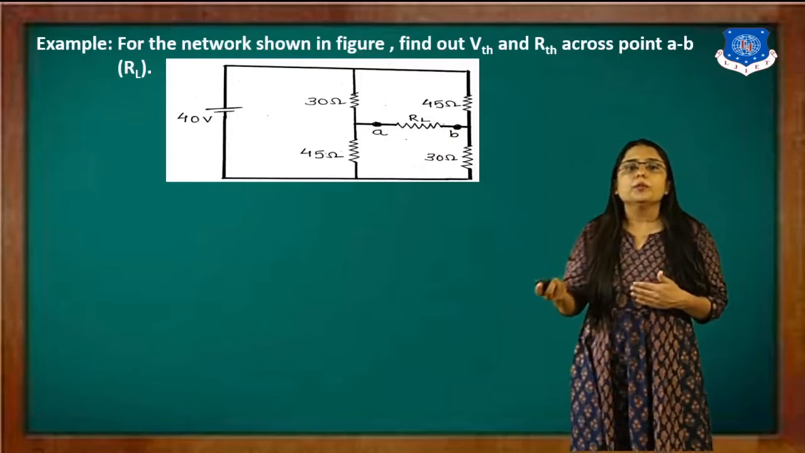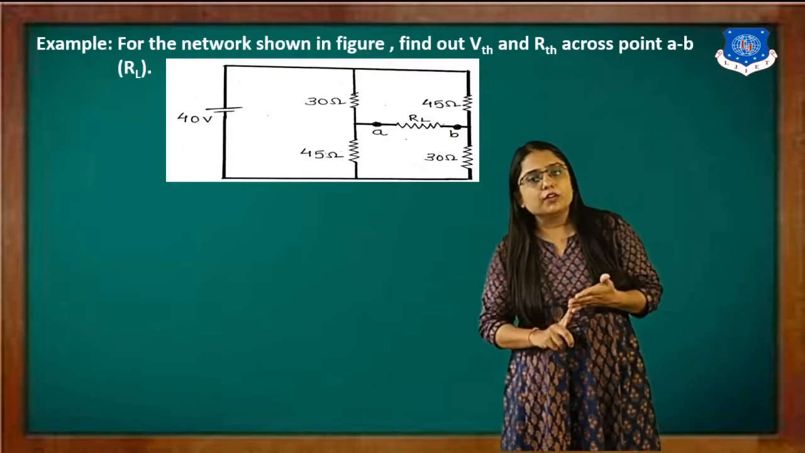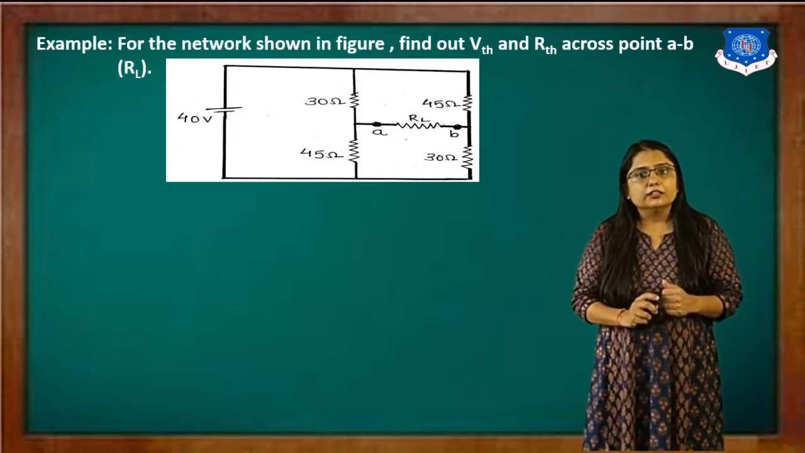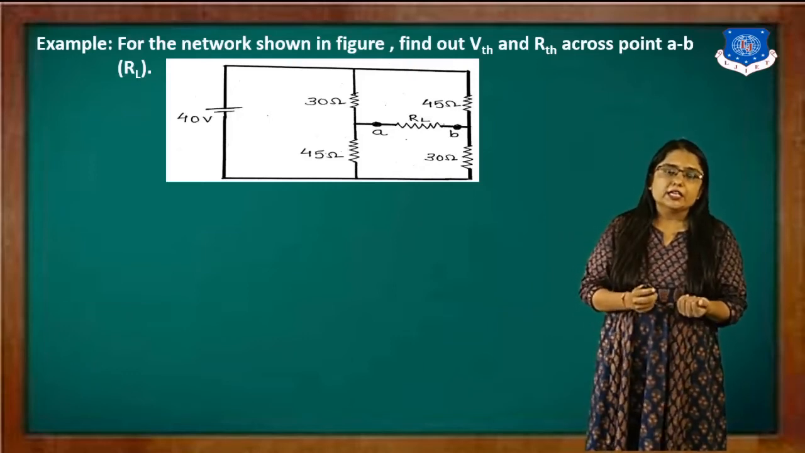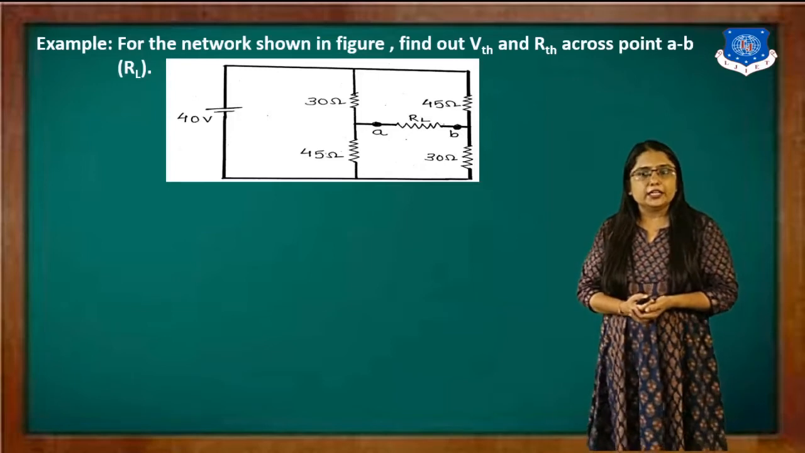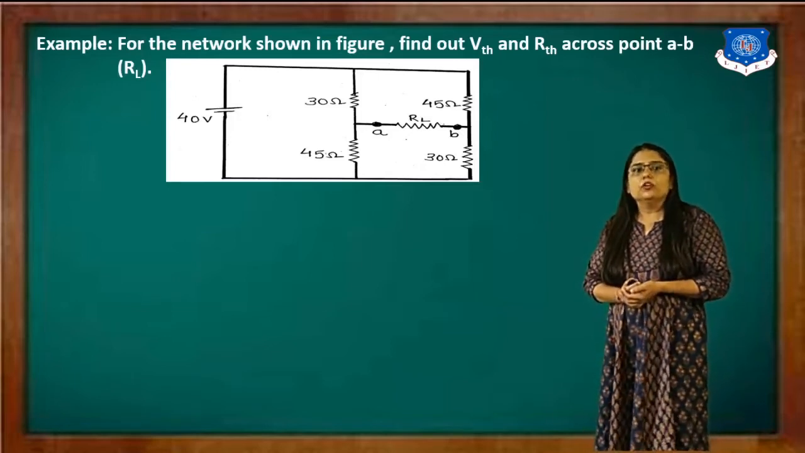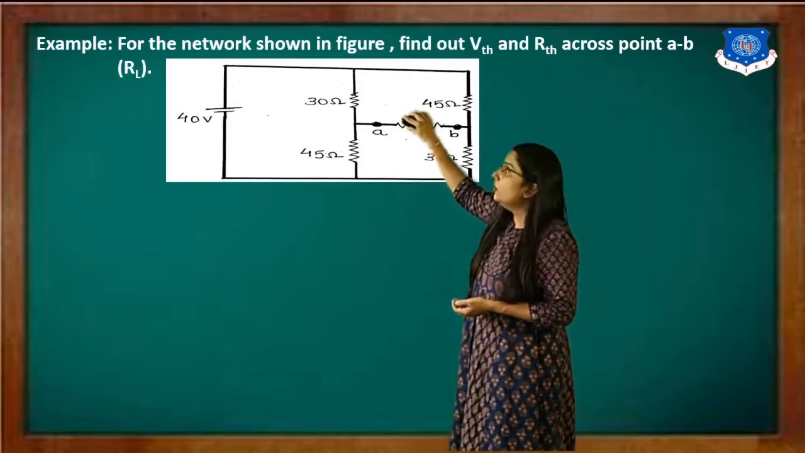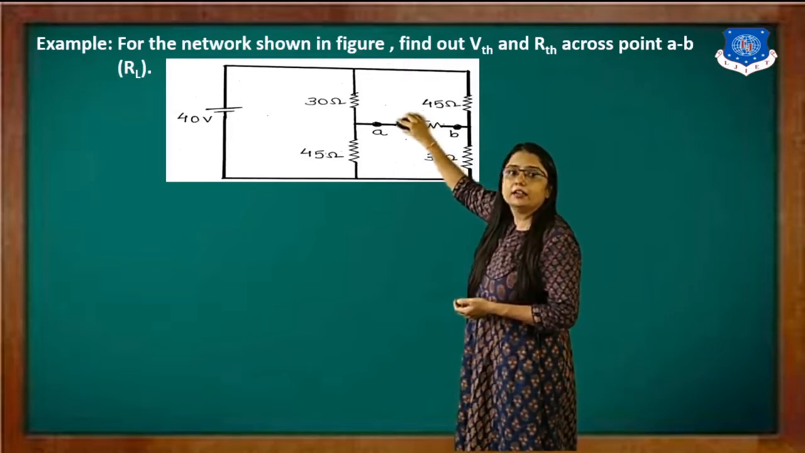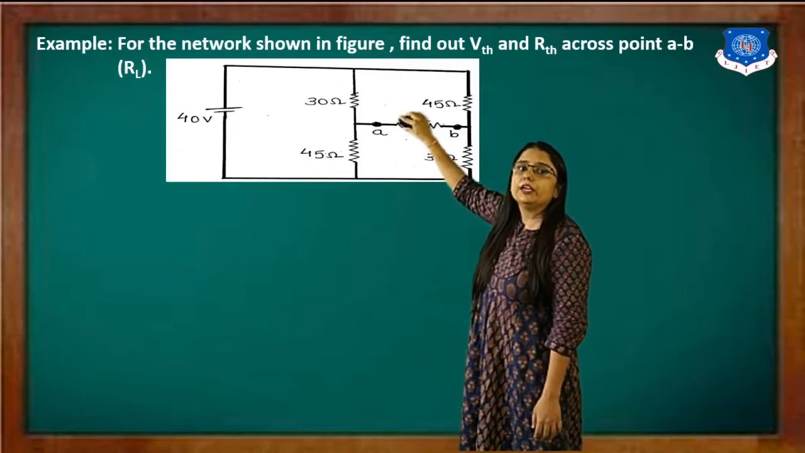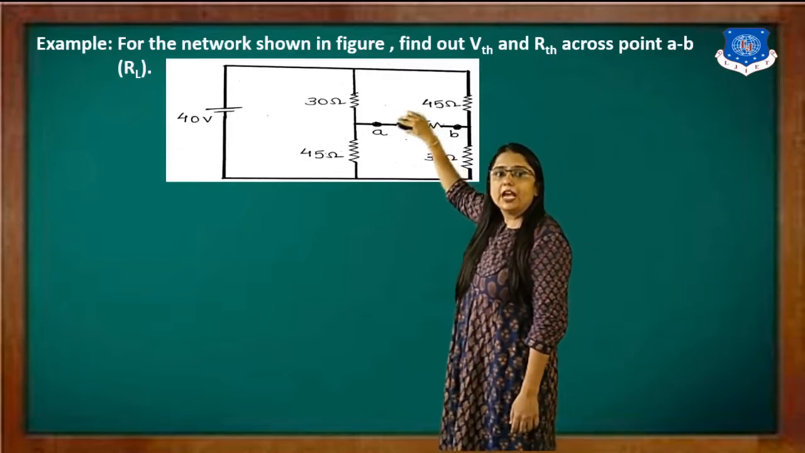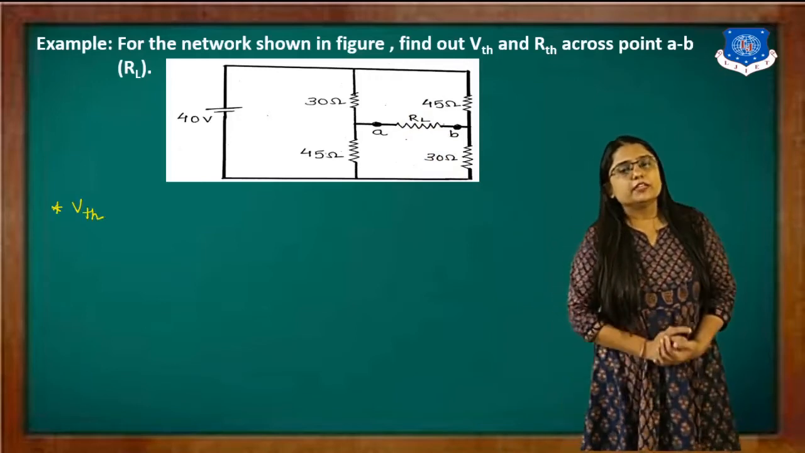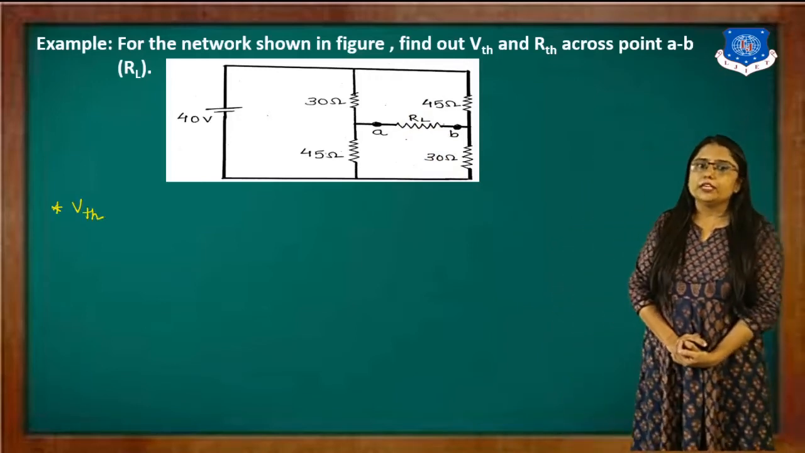So just recall the procedure. The first step is to find the Thevenin equivalent voltage, that is Vs, or we can consider that voltage as VTH. So what we have to do is remove this load resistance RL. In order to find the value of VTH, we have to remove this load resistance RL. So first we will discuss the procedure to find the VTH.